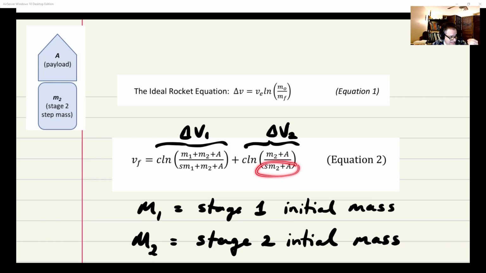And then when stage 2 completes its burn, you have the final mass, which is some structural factor multiplied by that stage 2 mass. So again, it could be 10% of what the initial stage 2 step mass was. And then you still have the payload.